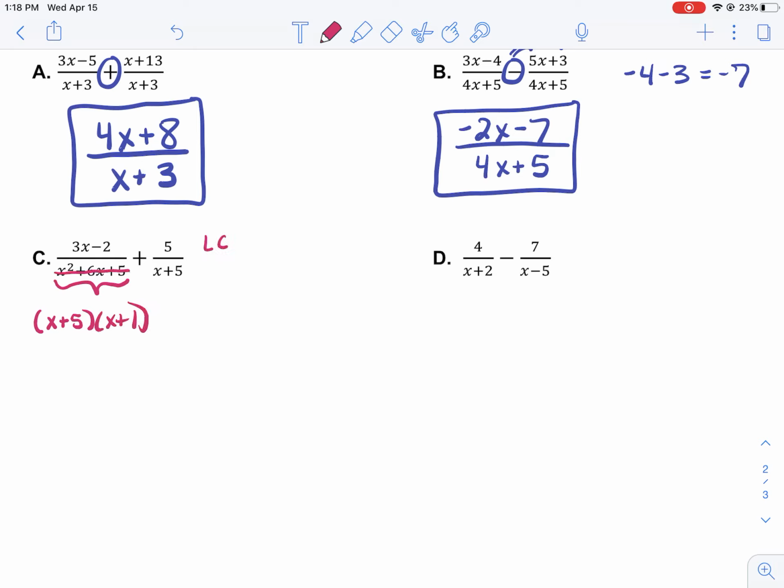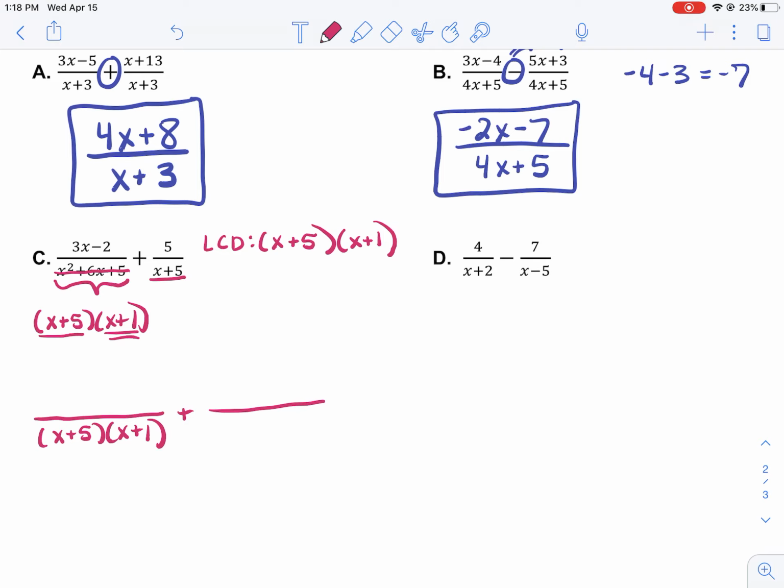Okay, and now to find the common denominator, you need to include any factors that are shared. So we need to have an x plus 5. And we need any factors that appear once, and so we need an x plus 1. And so the common denominator is (x plus 5) times (x plus 1). And so we're going to rewrite both fractions with that denominator.